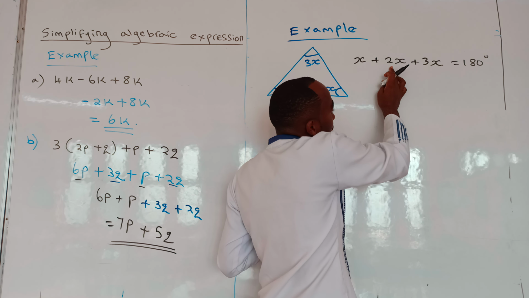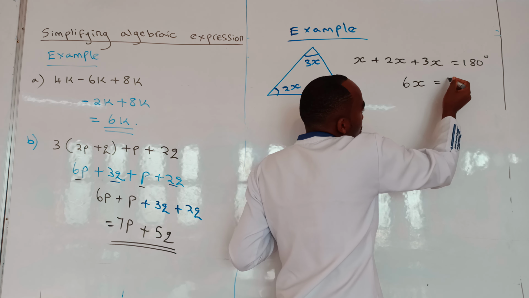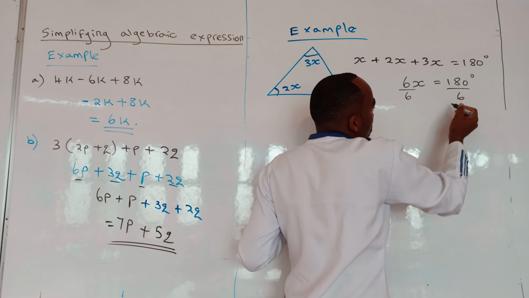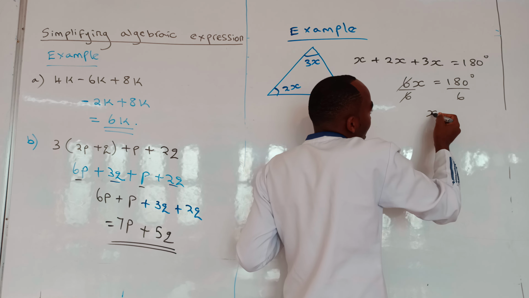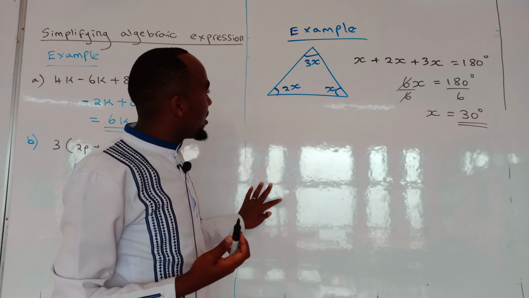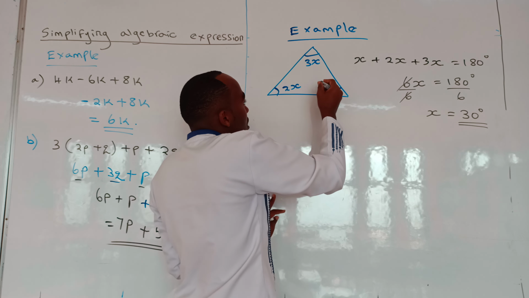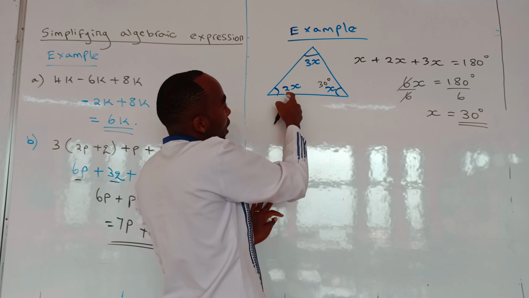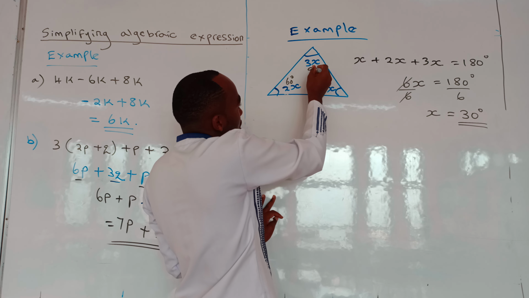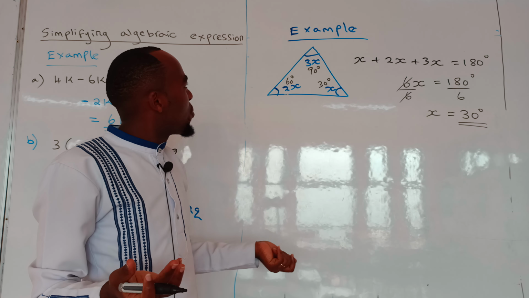Therefore, x plus 2x is 3x, 3x plus 3x is 6x, which equals 180 degrees. Therefore, divide by 6, that gives us x as 30 degrees. Now, after getting x as 30 degrees, it means this angle here, because it is x, is 30 degrees. This is 2x, 2 times 30, 60 degrees. This is 3x, 3 times 30, 90 degrees. Now, what is the biggest angle here? 90 degrees. Do you understand?